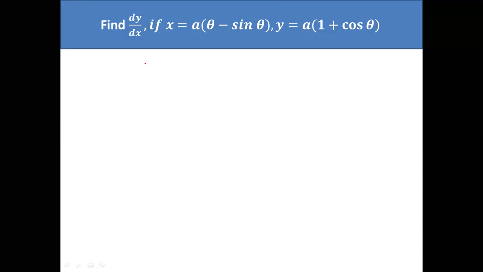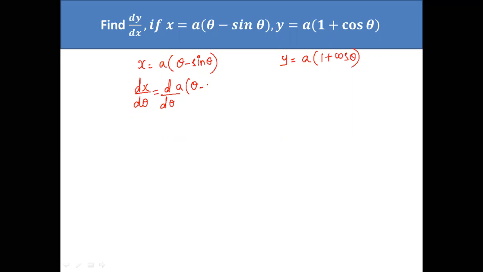So you can listen. Okay, so x is equal to a into (theta minus sin theta) and y is equal to a into (1 plus cos theta). So we want dy/dx. First you have to find dx/d theta. So dx/d theta is equal to d/d theta of a into (theta minus sin theta).